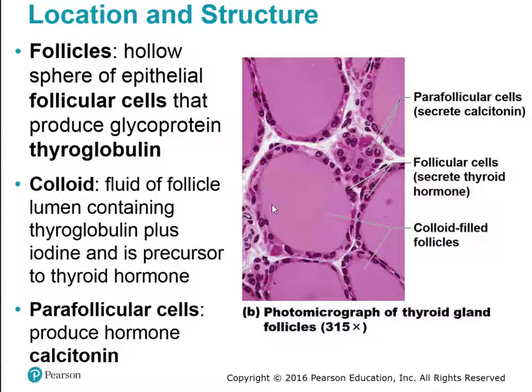So these follicles contain what's called colloid. It's the fluid within the follicle containing this thyroglobulin plus iodine. So iodine is the precursor to thyroid hormone. It's going to combine with the thyroglobulin to create the thyroid hormone. So this is why iodine is very important in the diet. The parafollicular cells are going to produce another hormone we'll talk about in a little while called calcitonin. So again, para means beside or next to. So these are cells that are beside or next to our follicular cells.